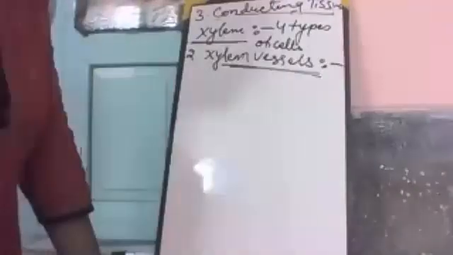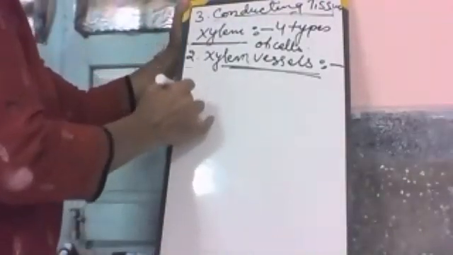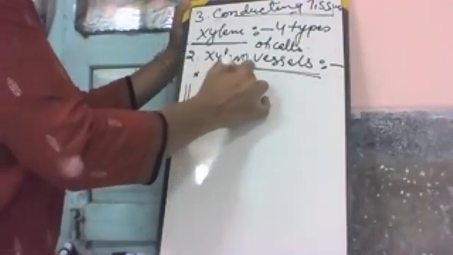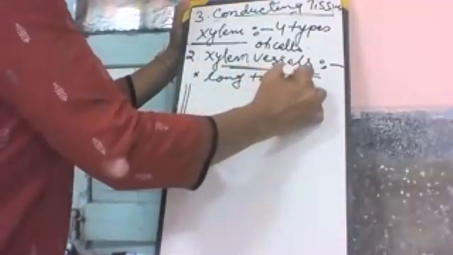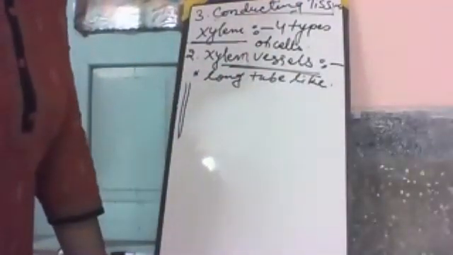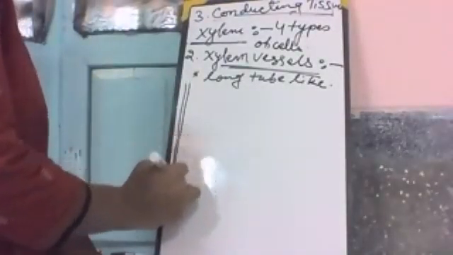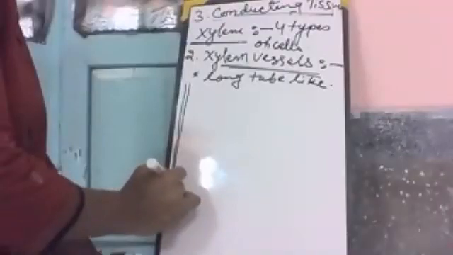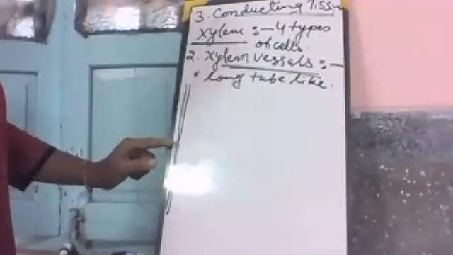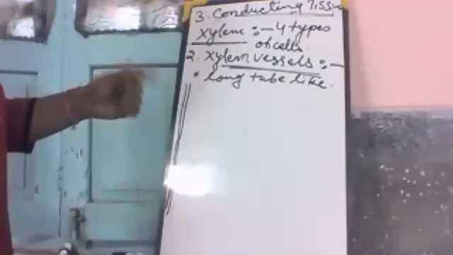Xylem vessels are long tube-like structures, elongated and placed end to end, same as the xylem tracheids. The first cell ends here, then from this part another cell is attached to it, and then the next cell is attached to the second one.